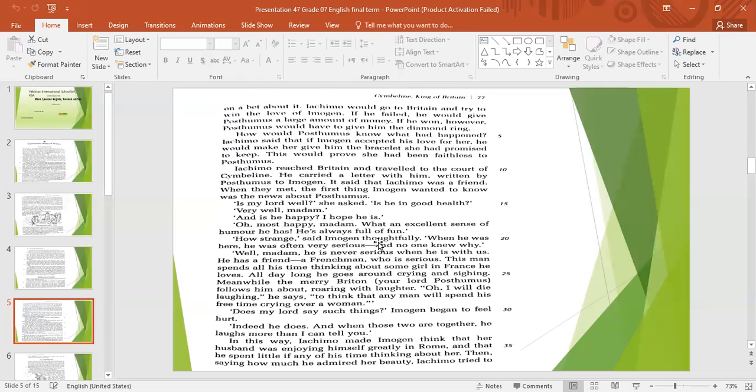"How strange," said Imogen thoughtfully. "When he was here, he was often very serious, and no one knew why." "Well, madam, he is never serious when he is with us. He has a friend, a Frenchman, who is serious. This man spends all his time thinking about some girl in France he loves. All day long he goes around crying and sighing, breathing. Meanwhile, the merry Briton, your Lord Posthumus, follows him about, roaring with laughter."